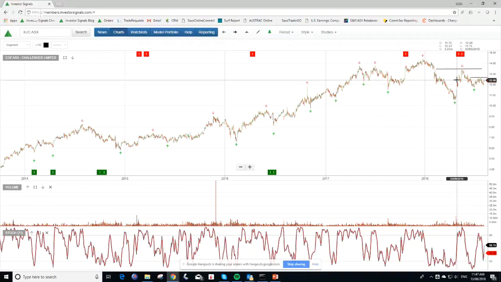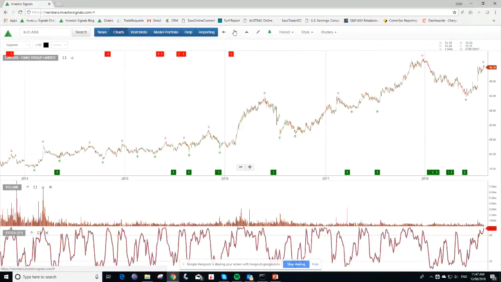Challenger under resistance here, and you can see I've put in two resistance levels there, one at 13, one at 12.40, and I think that actually moves lower.